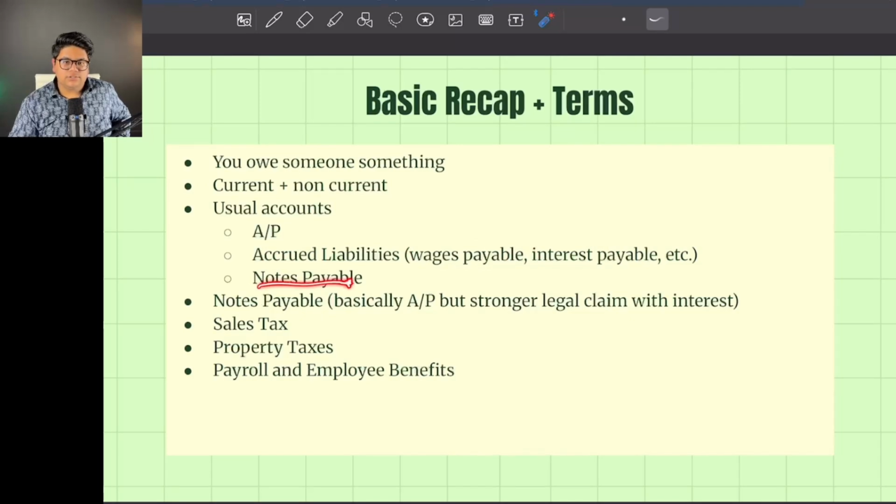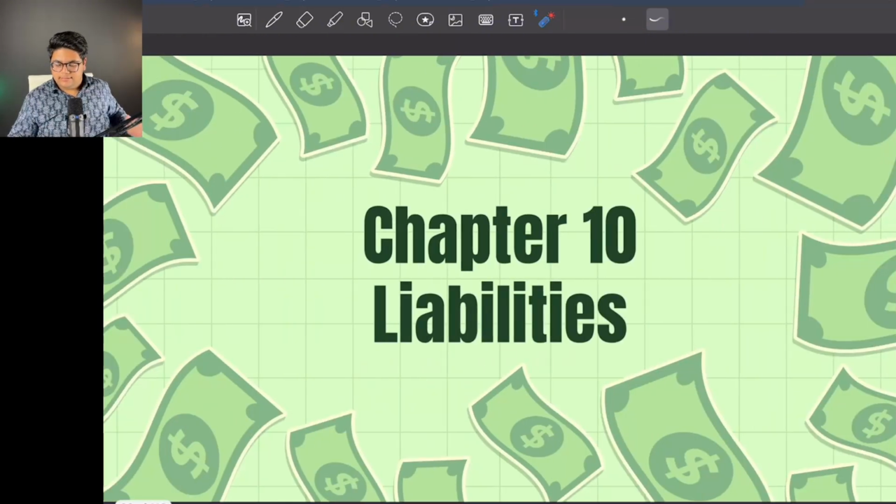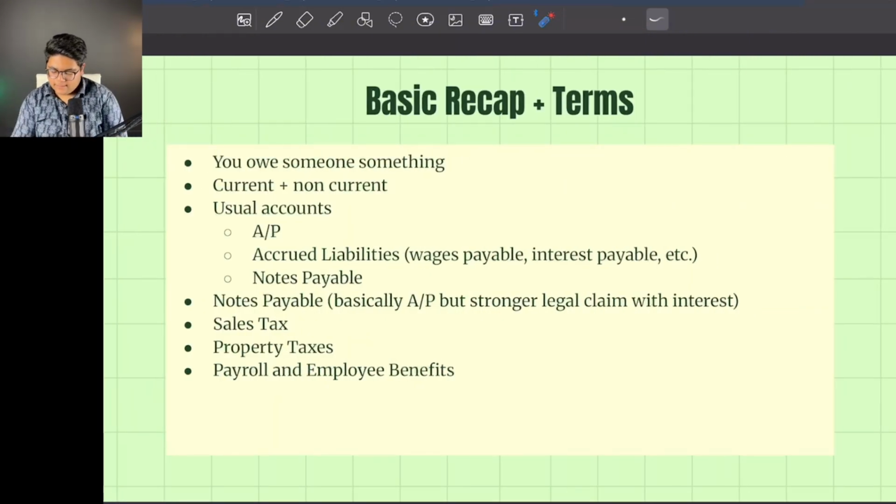We worked through the notes receivable example. The exact opposite portion is notes payable. Essentially, anytime you see the word payable, like property taxes payable, sales tax payable, employee benefits payable, think of it as liabilities. Cool. So notes payable is basically accounts payable, but with a stronger legal claim and interest. It's like accounts receivable is to notes receivable as accounts payable is to notes payable.